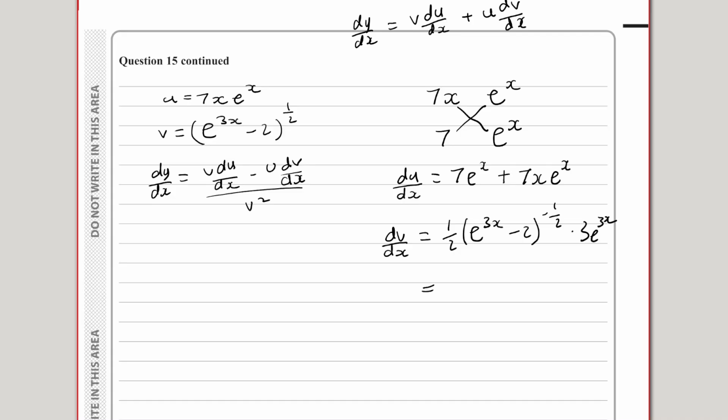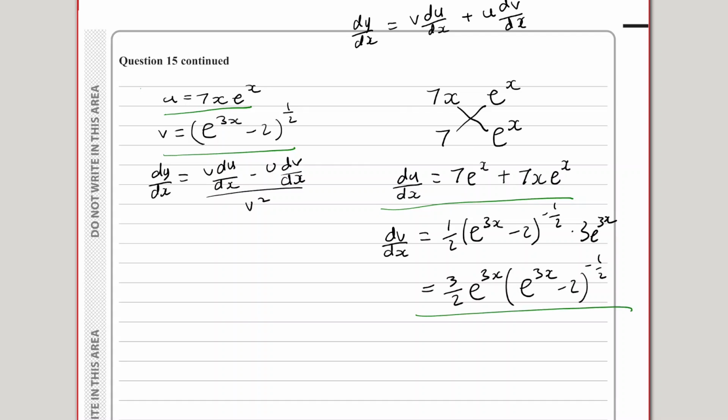And then half times 3 is 3 halves, 3 over 2. So we've got 3 over 2 e^(3x) times (e^(3x) minus 2) to the power of minus a half. So now we know u, v, du/dx, and dv/dx. We can put them into the quotient rule.